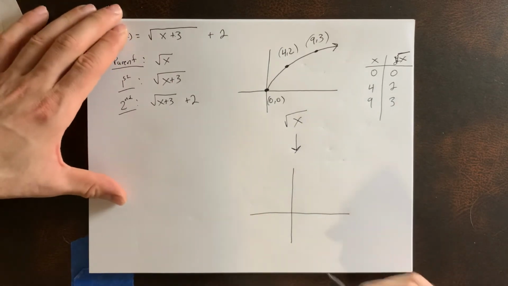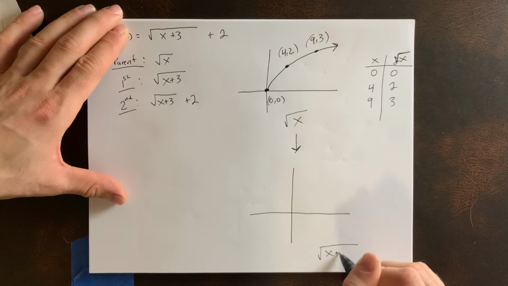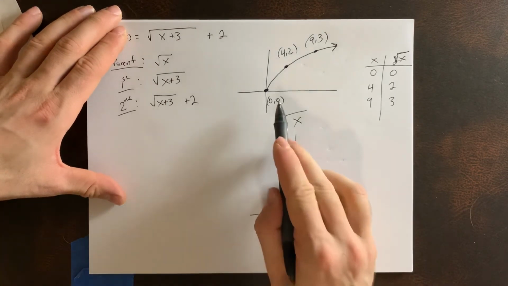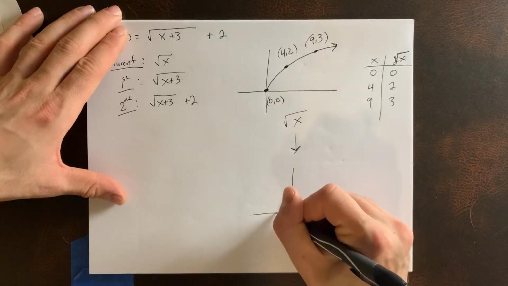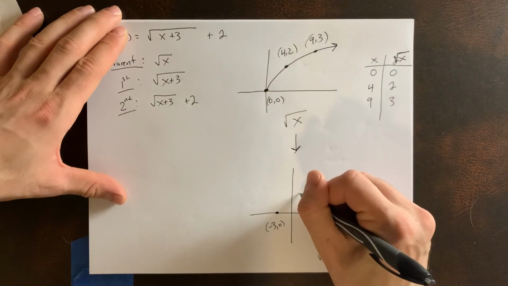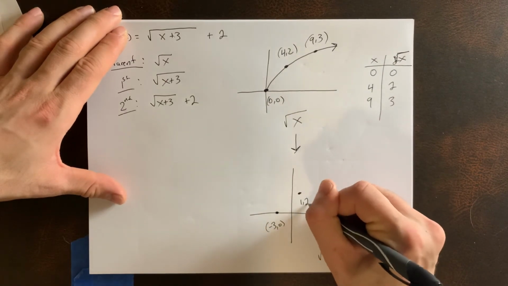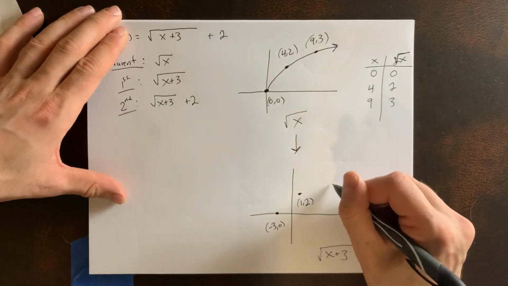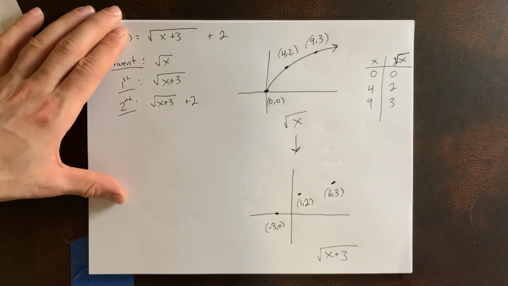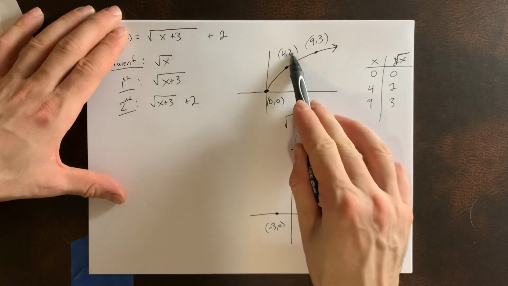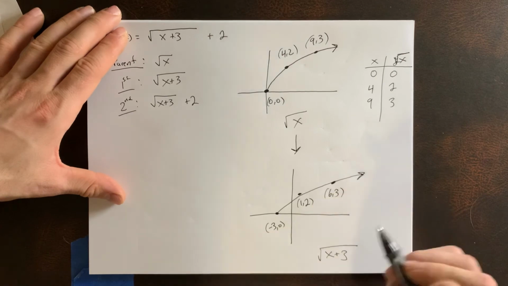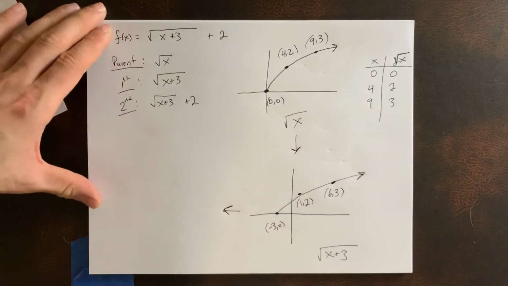Okay, so what are we doing here? We're adding a 3 directly to the x. So that means we're going to subtract 3 from all the x values. So we subtract 3 from the 0, we get minus 3. Subtract 3 from the 4, we're going to get 1. Subtract 3 from the 9, and we're going to get 6. And the y values don't change. We still keep that to be 0, that to be 2, and that to be 3. Okay, so then we connect these dots. So now we move on to the last one.